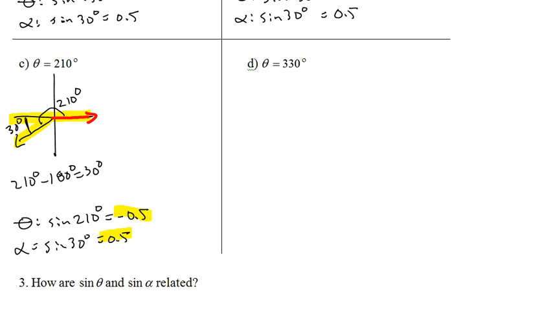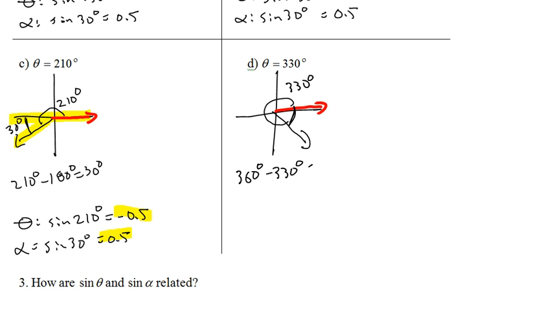Okay, and last guy, 330 is going to be between 270 and 360, so he's going to be there. So there's my 330 degrees. And notice if I want to figure out my reference angle, the shortest distance between the terminal arm and the x-axis, I can go 360 minus 330 is of course 30, because that's the whole point of this exercise.